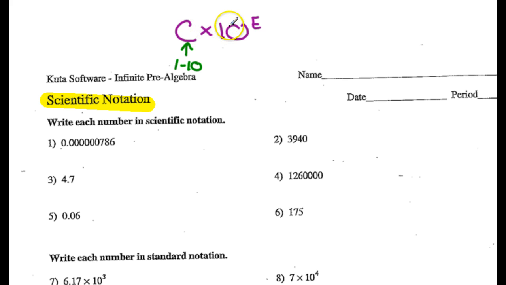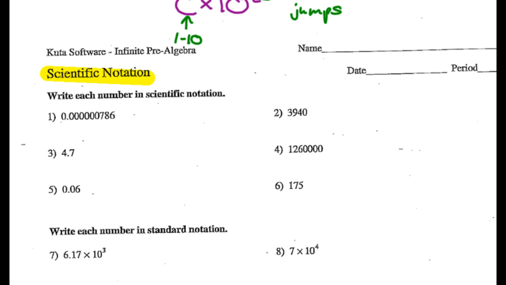That never changes. And then the E stands for the exponent. And in this case, the exponent means the number of jumps. Okay, right now you have no idea what I'm talking about, but you'll see. Okay? So, here's what we're going to do here.